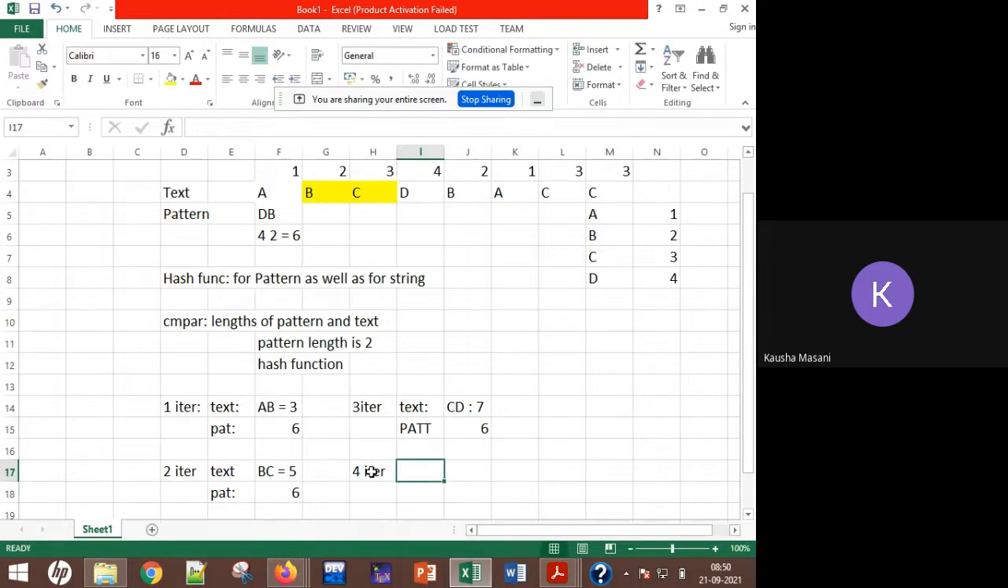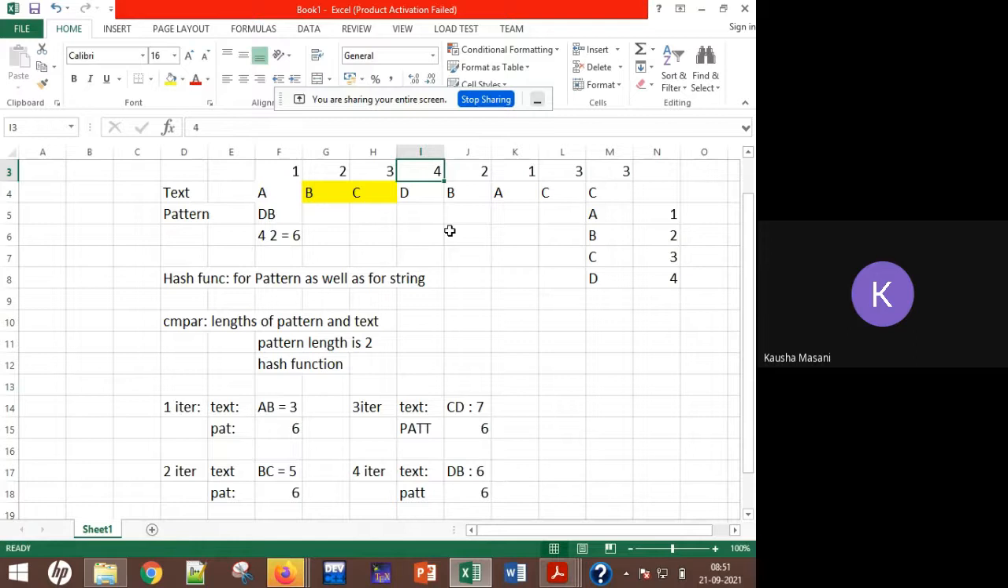In the fourth iteration, what is the text? DB. Correct? Now for DB, the hash function will be 6. Pattern hash function is also 6. So now here the hash function matches. We don't know whether the string is going to match or not. Hash function is matching, so now we will go with the string matching. What is the string of my pattern? DB. Here, what is the string that I am selecting? DB. So they match. So at number 4, you got a match.